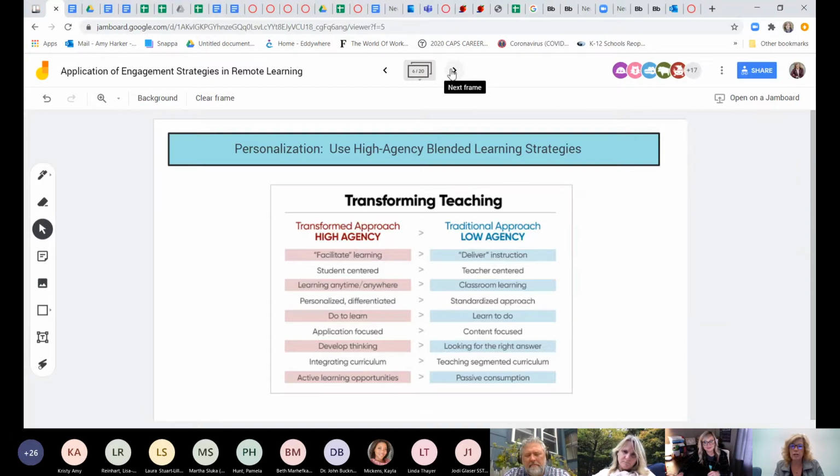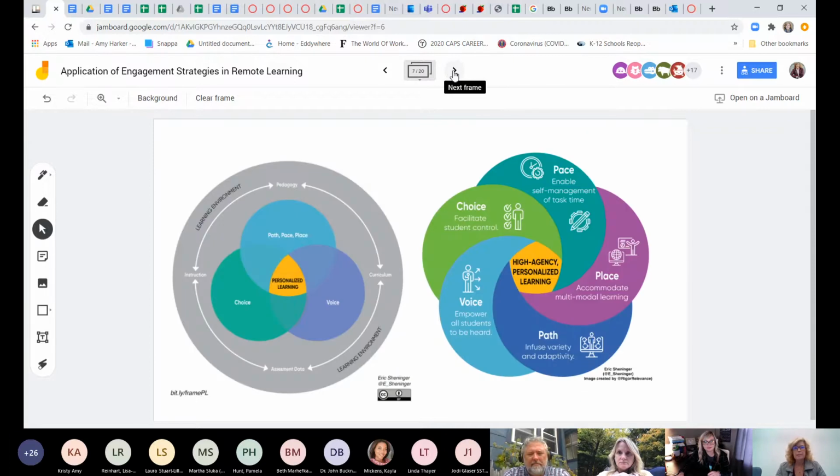We do things to learn, and then low agency is learning to do. Not that any of this is bad, and I always want to make sure that sometimes you have to do those kinds of things, but we always want to try to move toward that high agency. We want to develop thinking rather than looking just for a right answer, integrating curriculum versus teaching segmented curriculum, and active learning opportunities versus passive consumption.